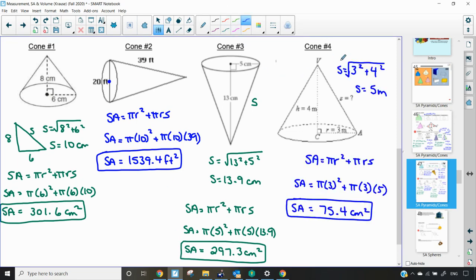And our last example, once again, we have to find our slant height. So we use the 3 and the 4 to find our slant height of 5 meters. Substituting into the formula, we have pi times 3 squared plus pi times 3 times 5 will give us a surface area of 75.4 centimeters squared.